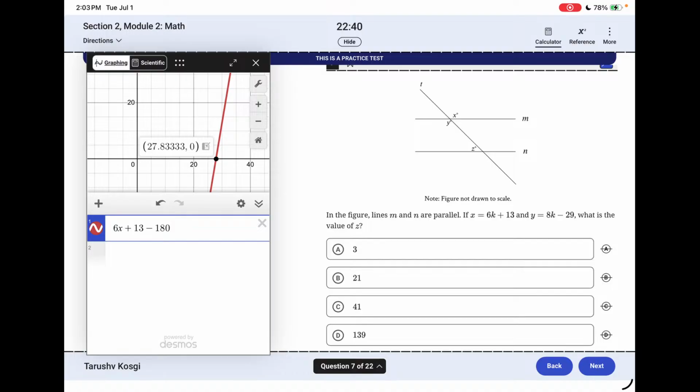Yeah, I don't know. It's a really interesting question here. What is the value of z? It says figure not drawn to scale, so yeah, I don't know. X equals 6k plus 13. Y equals 8k minus 29.